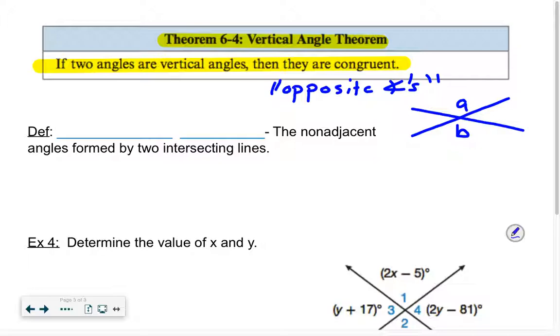If we looked at that simple diagram, A and B would be considered vertical or opposite, whichever way you prefer. C and D would be considered opposite as well. And what this theorem is stating is that if we identify vertical angles, we know that they have to be congruent. It's a very basic concept that we've worked with. That's the definition of it. The non-adjacent angles formed by two intersecting lines, vertical angles.